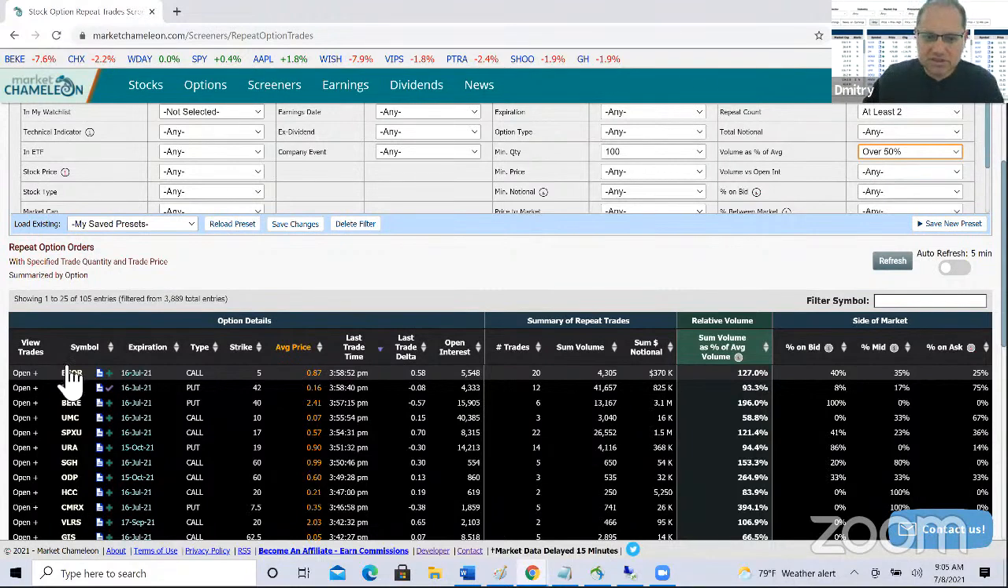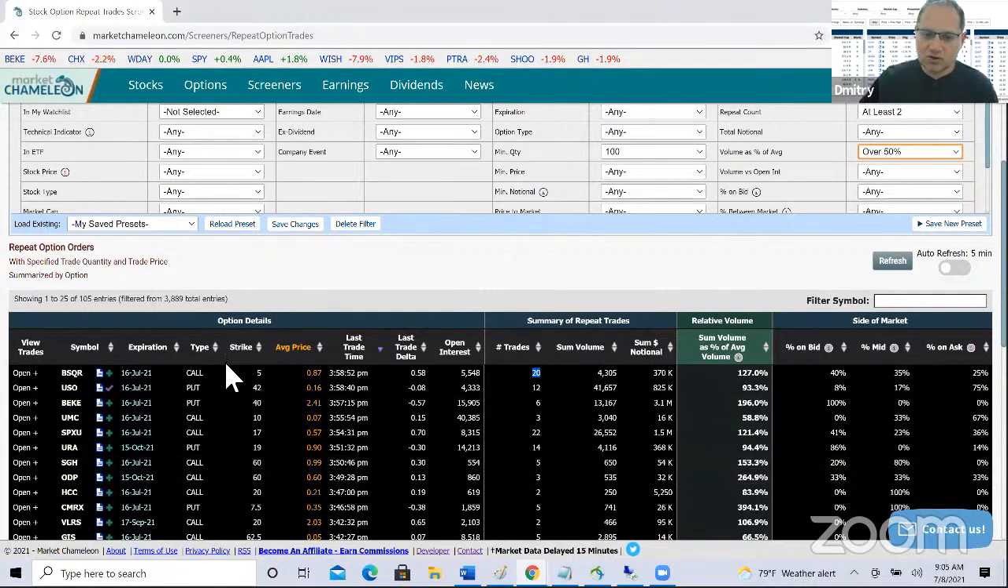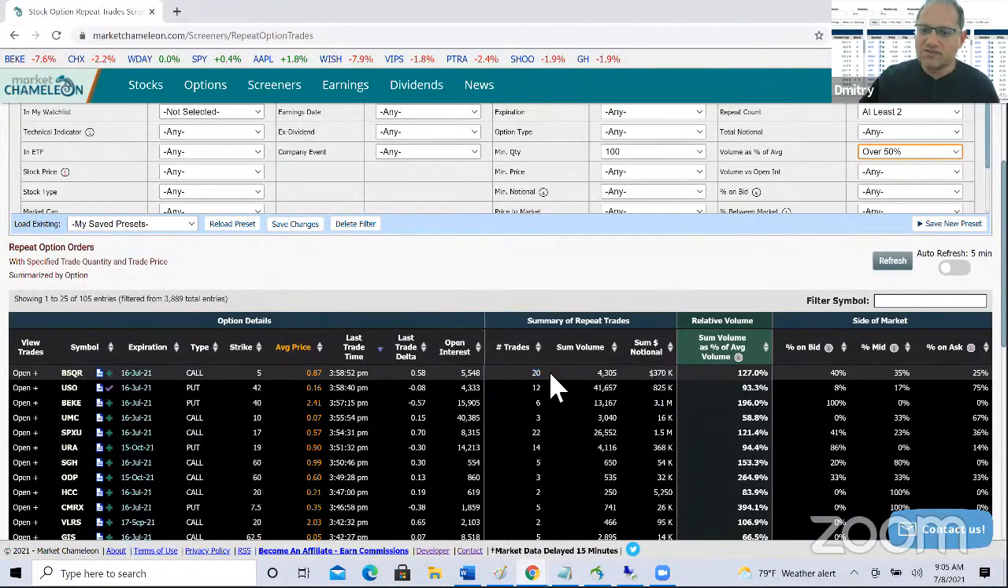So for example, in BSKR, this is saying that there's a total of 20 trades, 20 different individual trades, that happened on this specific call that were at least 50 contracts or higher. Okay, so that's one part of the scan.